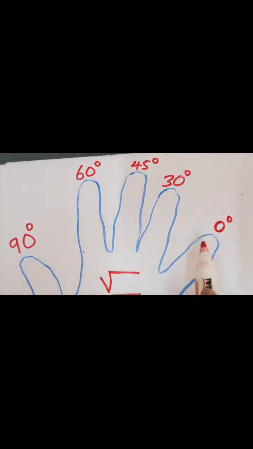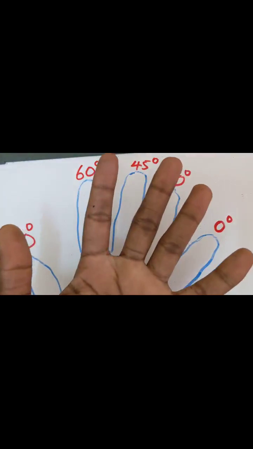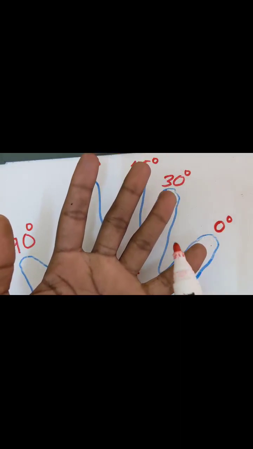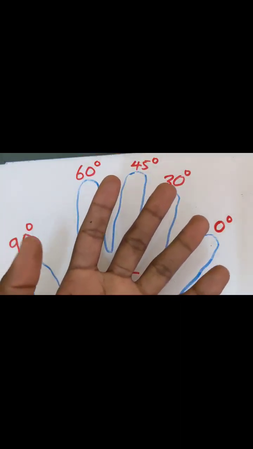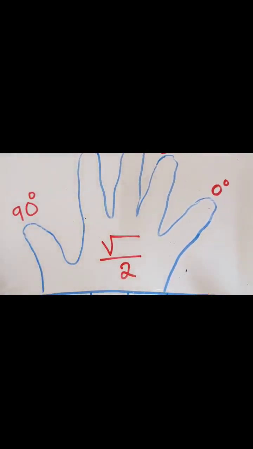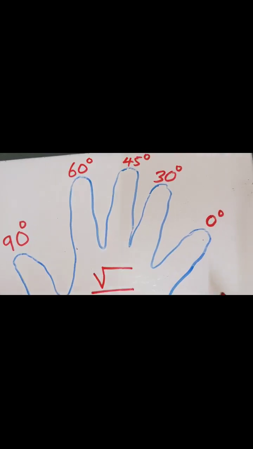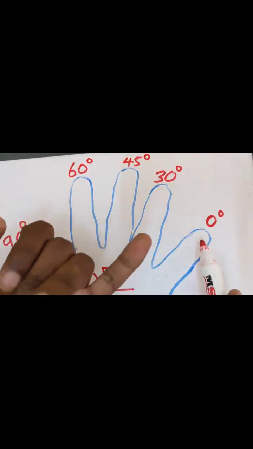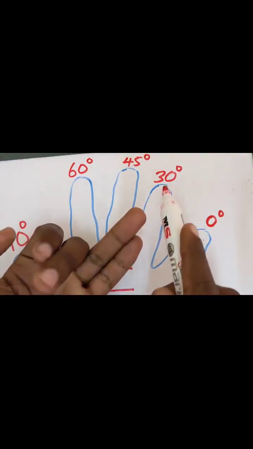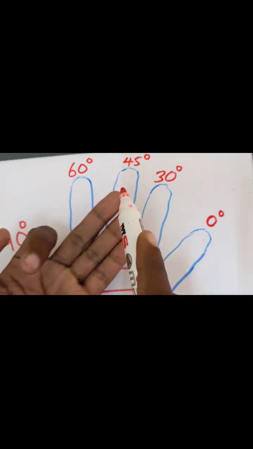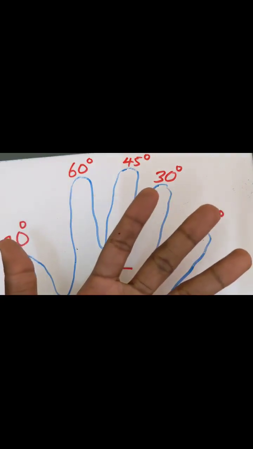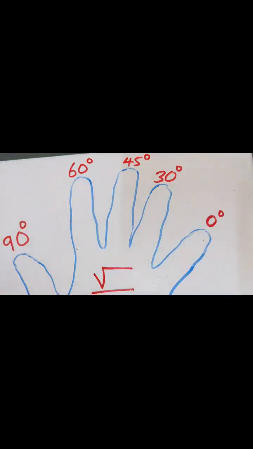Okay, so look at your hand. Just look at your hand. This is my hand. This finger, that finger, that finger, that finger. The thing that you're supposed to know is that this finger, which is right here, is 0 degrees. This one is 30 degrees. This one is 45 degrees. That one is 60 degrees. And this last one is 90 degrees. That is what you are supposed to know.